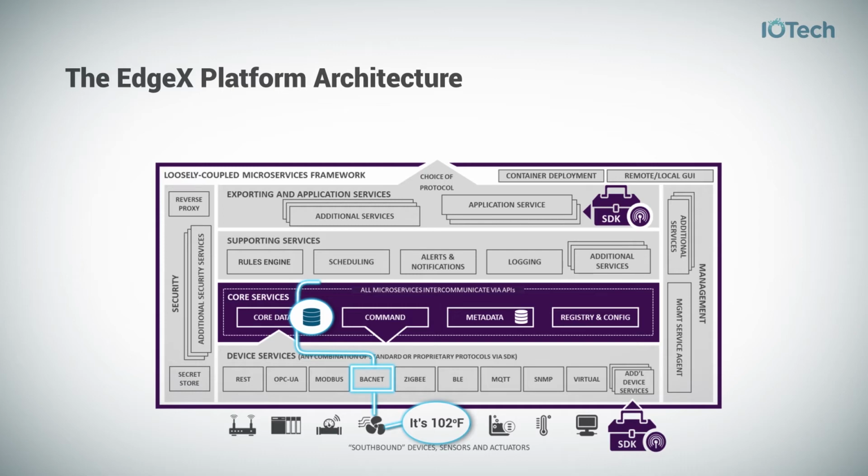From core data, the sensor data is passed to the exporting application services, the services that connect and interoperate with the Northbound. Here, the sensor data is filtered, compressed, encrypted, or otherwise transformed for distribution to any application, on-prem or off-prem system, enterprise, or cloud system endpoint. While EdgeX provides common connectors for the cloud systems, AWS, Azure, etc., you can also create your own using the second EdgeX SDK.